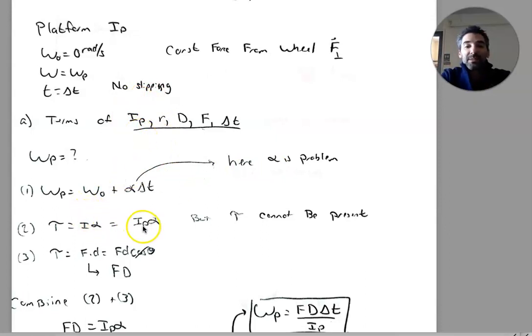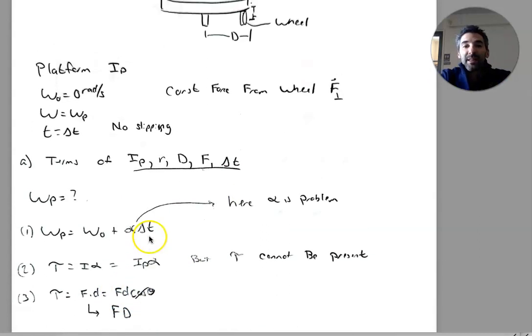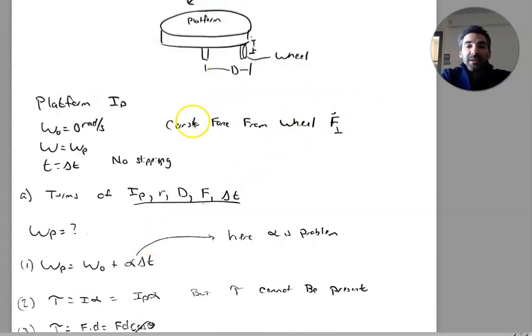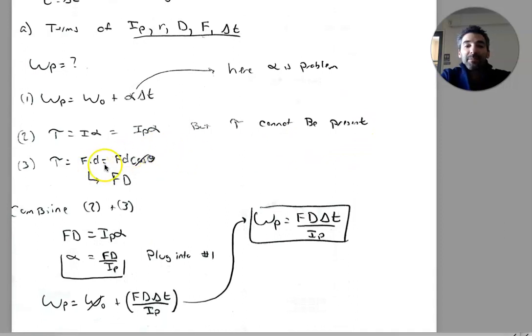So I say torque equals I alpha, where I know I is the I of the platform, but I cannot be in terms of torque. So I can't just say tau over I is alpha and plug that in because torque is not given here. So I need to look at the other side of the torque equation, and that is the FD cosine theta. I told you that the constant force perpendicular will come into play. That comes into play here because it's FD cosine theta, where theta is 90 degrees. So my torque is really just FD.